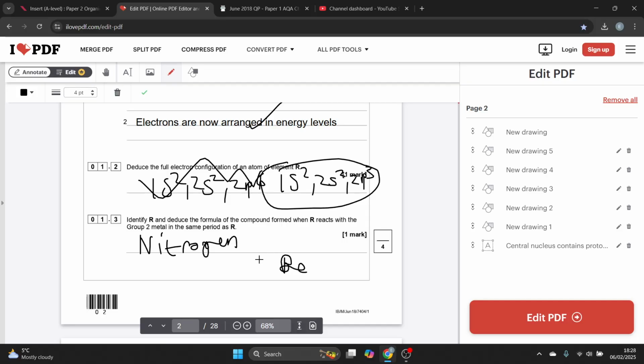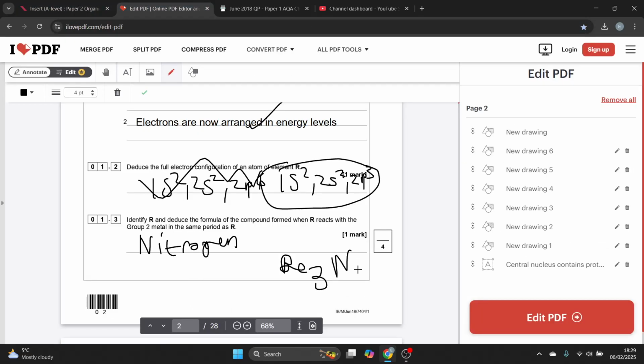Well, beryllium is, nitrogen is going to be, charge of a nitrogen ion. Charge of nitrogen. So N3 minus, right? And beryllium, so it's going to be Be3N2. And then you swap the charges. So Be3N2.